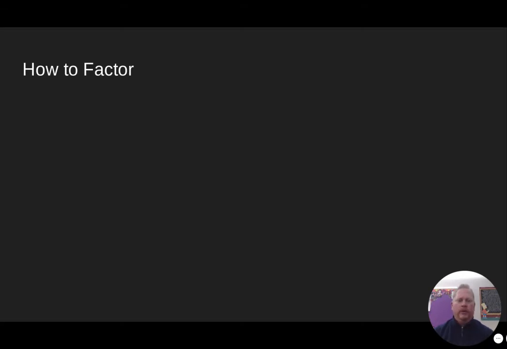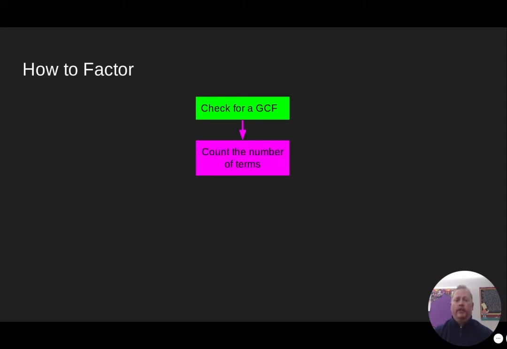First thing you always want to do, anytime it says factor, always check for a GCF first. There's no particular way the problem has to look, so always check, see if there's a GCF. If there is, great, go ahead and do that, and then see if you can factor more. If you can't factor anymore, then the problem's just done. Once you've checked for a GCF, you want to go ahead and count the number of terms. And it could have 2, 3, or 4 terms.